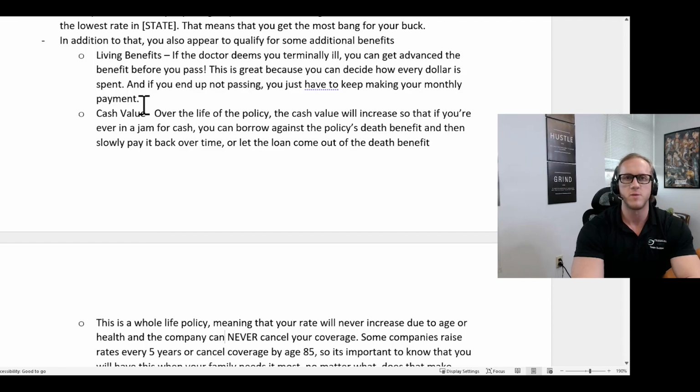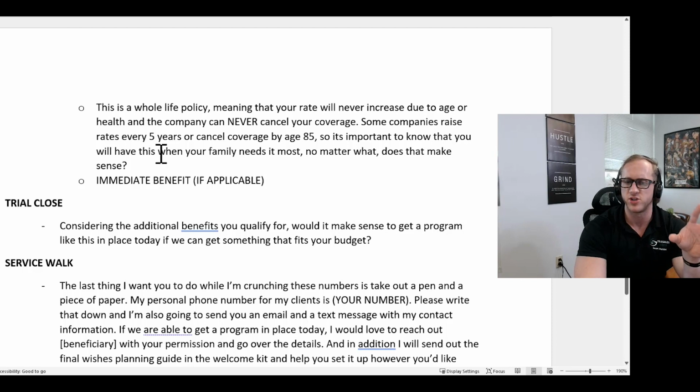Talk about cash value, talk about a terminal illness or living benefit if they have it, how that's going to help them. Paint a little bit of a picture. Just take a few minutes to brush over these things so that the client knows exactly what they're going to be spending their money on. This helps build value so they can say in their head, yes, I have a problem. This policy is going to solve that problem.